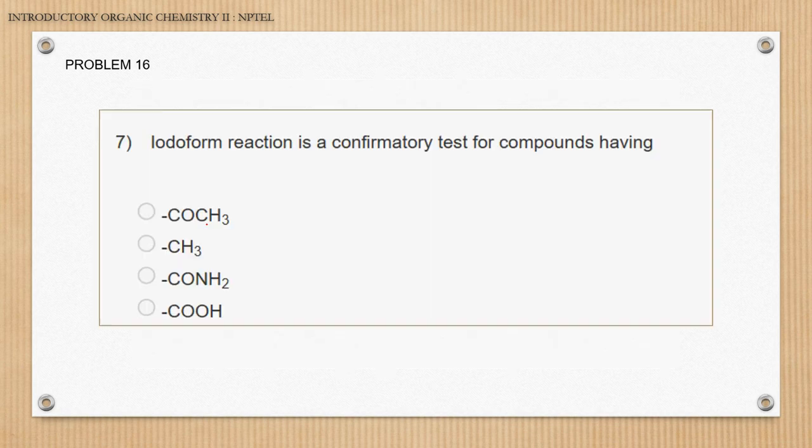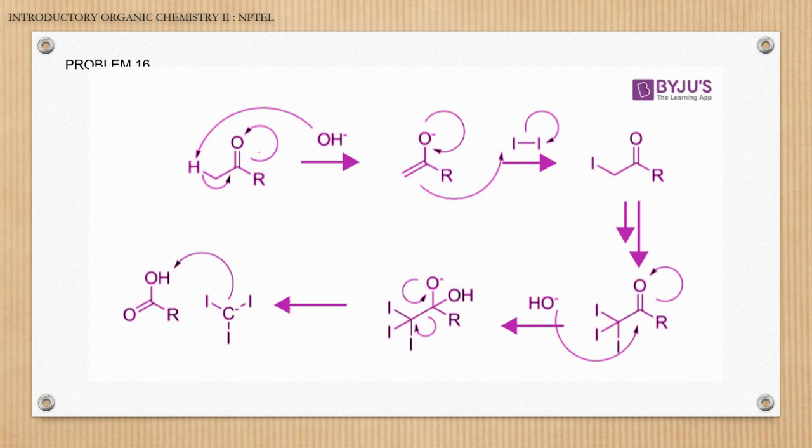So if it is clear, then I'm moving to problem number 16. The iodoform reaction is a confirmatory test for compounds having COCH3, methyl ketone, amide, or acid. It is a well-known reaction, the iodoform reaction, which is a confirmatory test for the ketones. So what will happen in the reaction?